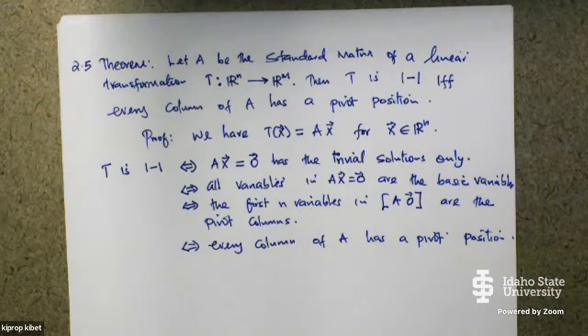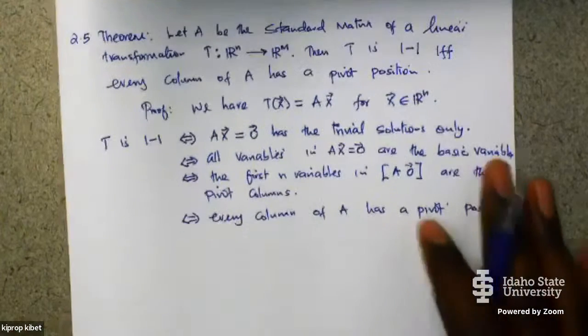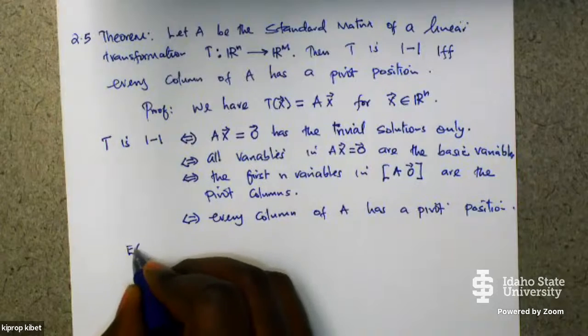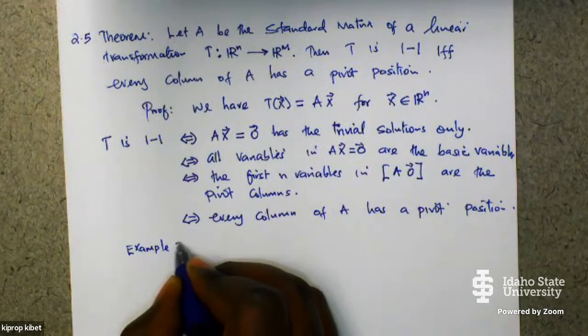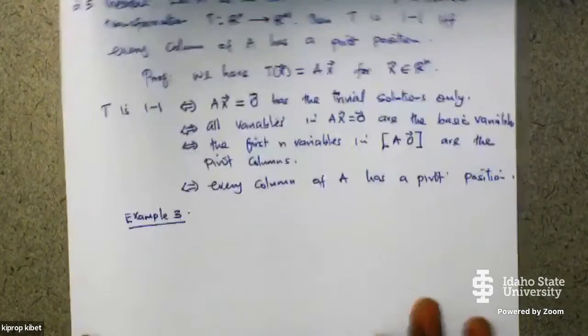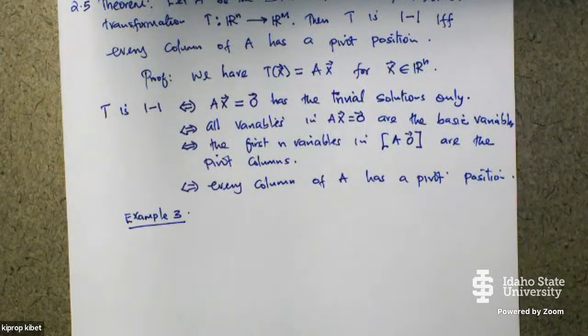So if you remember that onto, when you say onto, you say onto all the what? The rows have the pivot position. So for 1-to-1, all the columns have pivot positions. Okay, let's look at an example of this, example number 3.